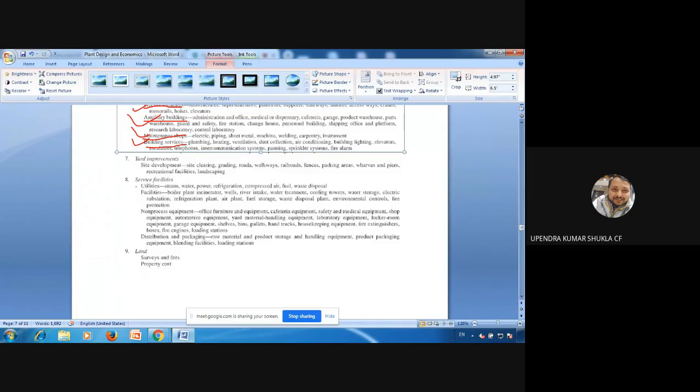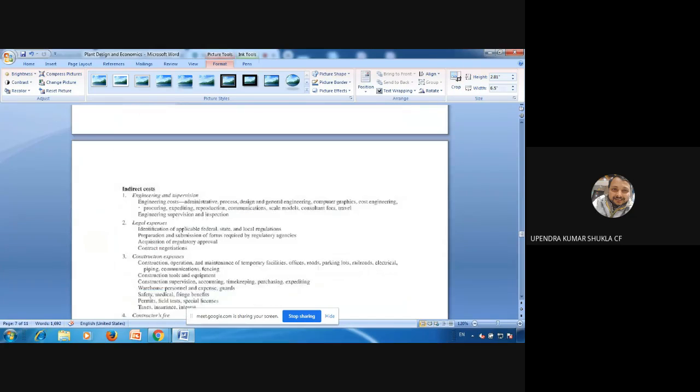Now service facilities. In service you will check utilities: steam, water, power, refrigeration, compressed air, fuel, waste disposal. Facilities: boiler plant, incinerator, wells, river intake, water treatment, cooling water, cooling towers, water storage, electric substation, refrigeration plant, air plant, and non-process equipment: office furniture, equipment, cafeteria, distribution and packaging, and land surveys, fee, property cost. So these are the things that you will take in direct cost.